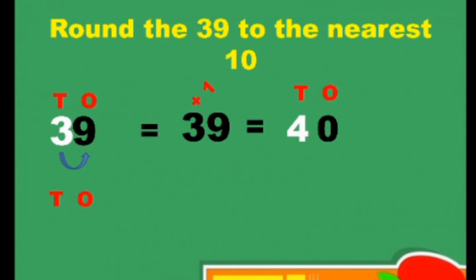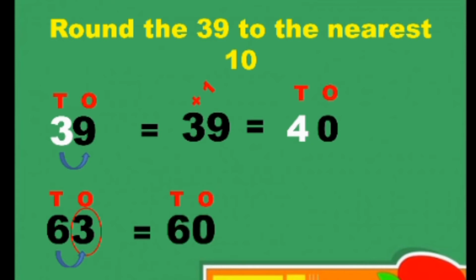Let's try another one. 63. So we're going to put our place values on top, our tens and ones. And 6 is in our tens column. Therefore, we have to look at the number next door, which would be 3. 3 is less than 5. Therefore, our tens column would remain the same, and everything behind 0 is your name. So that would give us 60. If we look at 40 and 60, we would realize that they both end with 0.